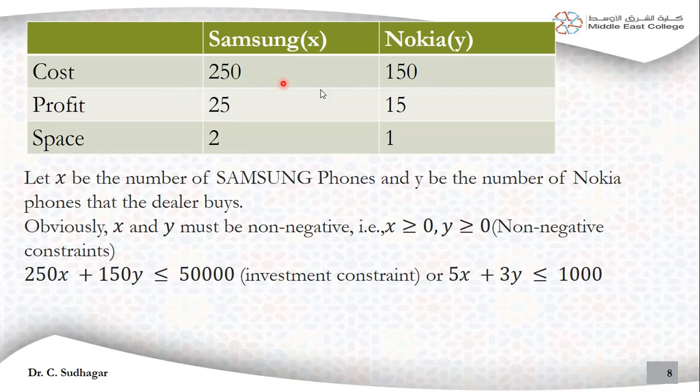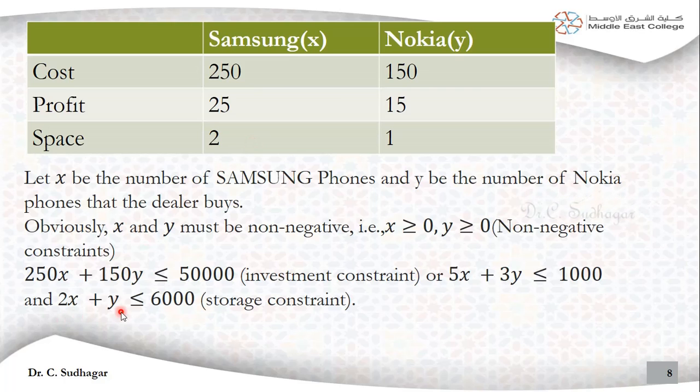Now we have finished the cost. Now let us come to the profit. The profit is the objective function for us, because that is the aim of the company. But first let us finish this constraint. For Samsung phones and Nokia phones, how much space is required? A Samsung phone occupies double the space of a Nokia phone. Therefore we write 2x plus y less than or equal to 6,000.